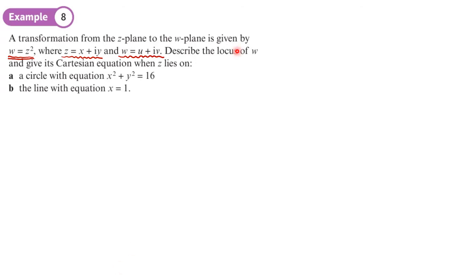And what we need to do is to describe the locus of w and give its Cartesian equation when z lies on, well, first of all, this circle. Since we're dealing with complex numbers, the first thing is we're going to write that Cartesian equation of the circle in complex form. So that's a circle centered on the origin, so the modulus of z equals the radius, which is 4. So all we need to work on now is getting this to go into w equals z squared. Okay, so let's start by writing that down.